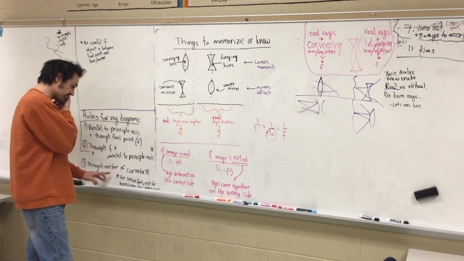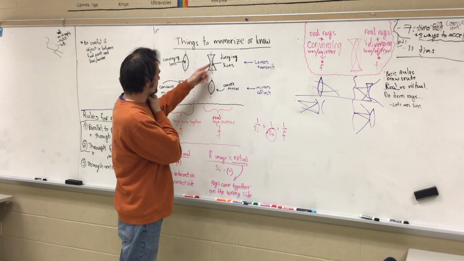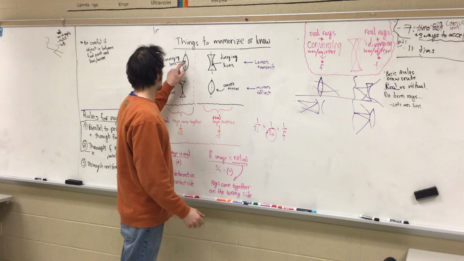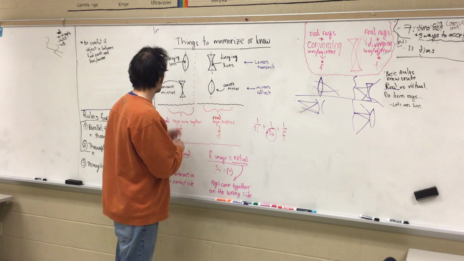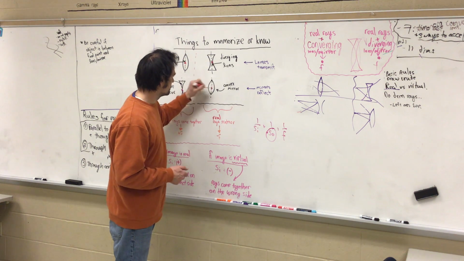And rule number 3, through the center of curvature. If it's a mirror, it's going to reflect. If it's a lens, it's just going to transmit. But it has to go through the center of curvature for every material it's passing through.